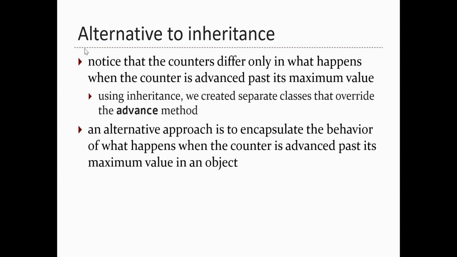Okay, so there are different ways to do this. One of the problems with programming is that there's always more than one way to solve a problem. So there's another way to implement these counter classes. The only thing that differs in the counters is that something different happens when you hit the maximum value. And so when we used inheritance, we just changed the way advance behaves in those cases. But it turns out there's another way to do this. You can implement a single counter class, and then you can pass in an object that tells that counter what to do when it hits integer max value. So your alternative here is to encapsulate the behavior of what happens when a counter is advanced past its maximum value in an object.